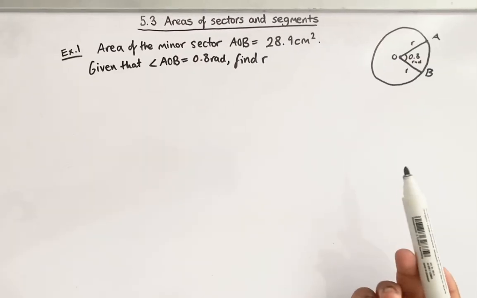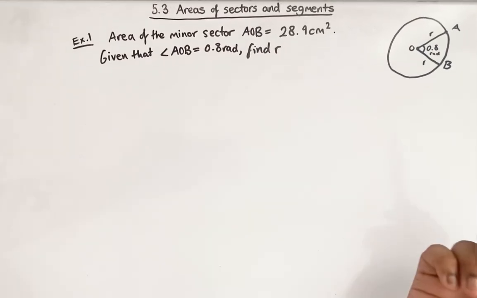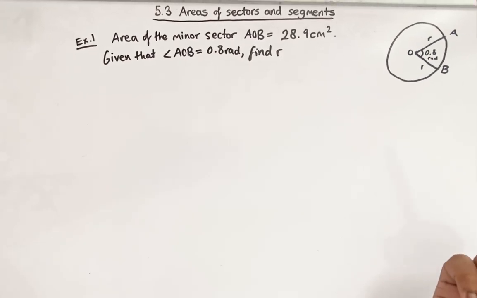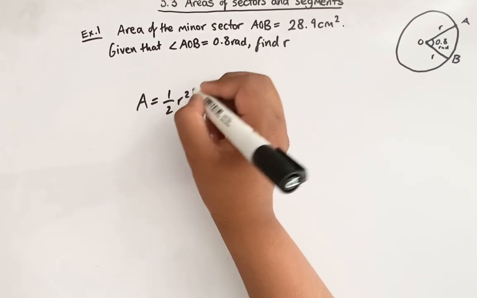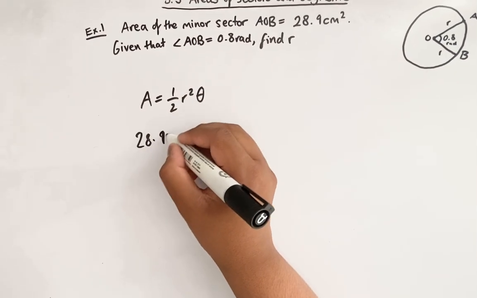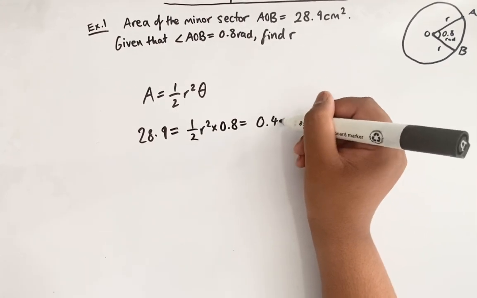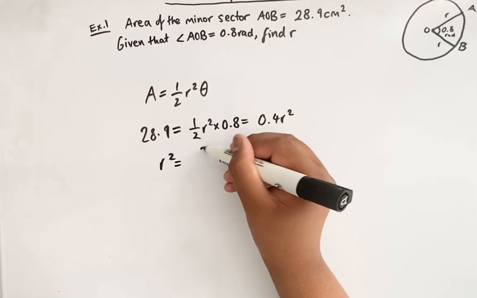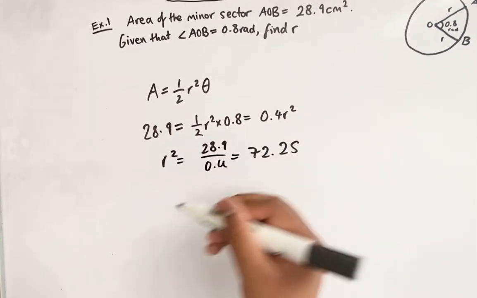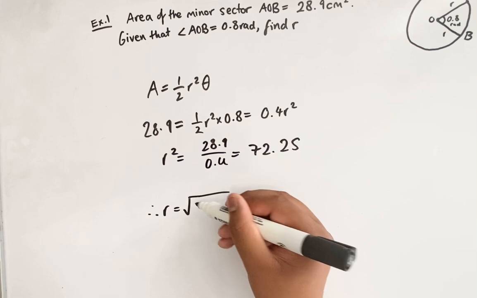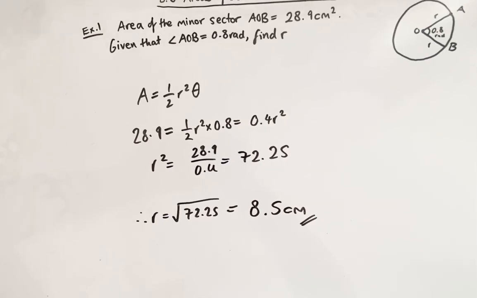Let's do an example. In the diagram, the area of the minor sector AOB is 28.9 centimeters squared. Given that the angle AOB is 0.8 radians, find r. We know that A equals a half r squared theta. And so 28.9 is equal to a half r squared times 0.8, which is 0.4 r squared. So r squared equals 28.9 over 0.4, which is 72.25, and therefore r is the square root of 72.25, which is 8.5 centimeters.